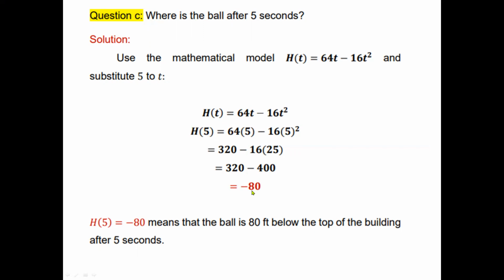Bakit negative 80? That only shows that the ball is below the top of the building after 5 seconds. So, 80 feet below, pababa. Take note, walang height na negative. Ipinakita lang kung saan ang posisyon ng ball, nasa ibaba ng building. 80 feet below the top of the building. So, yun ang ibig sabihin ng negative. Pero, walang height na negative. So, all we have to do is just to neglect the sign of negative.